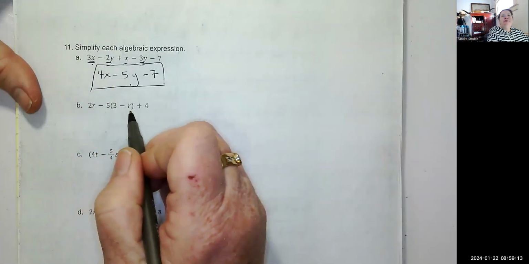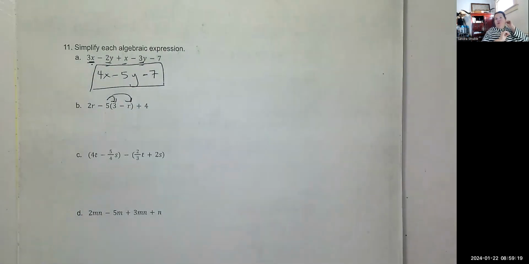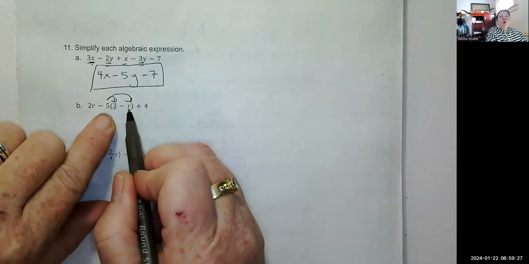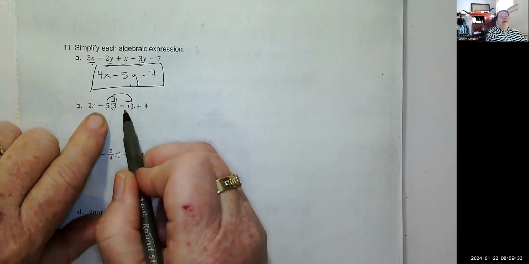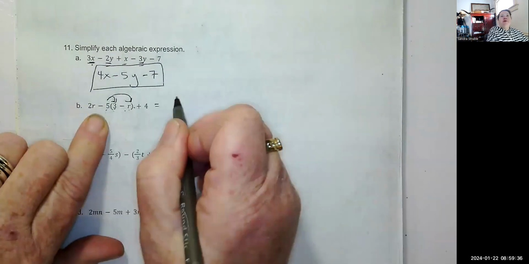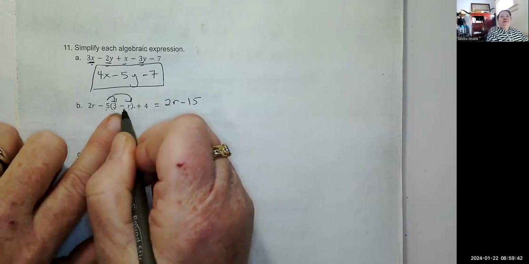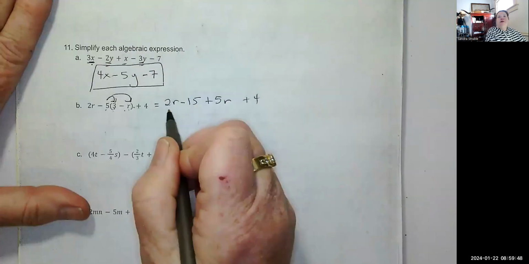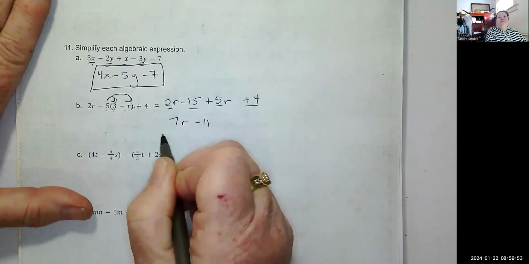2r minus 5 times 3 minus r plus 4. I'm going to distribute that 5. This is something students really mess up hard on every single semester, is they multiply that -5 times 3 and they totally ignore distributing. This is a parenthesis. You have to carry that 5 to everybody in that parenthesis. Don't just pick your favorites here. So we've got 2r minus 15. That's -5 times 3. And then -5 times -r is +5r, and then plus 4. Now we can simplify. 2r and 5r is 7r. -15 and 4 is -11.